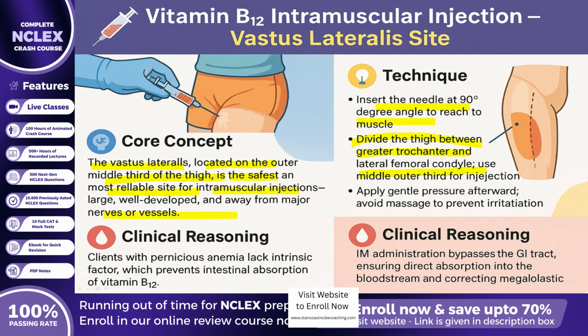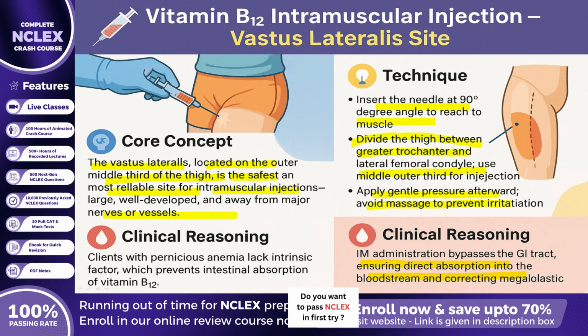Now, diving deeper into the physiological reasoning, clients with pernicious anemia lack intrinsic factor, a glycoprotein produced by the gastric mucosa that is essential for the absorption of vitamin B12 in the intestines. Without this factor, dietary vitamin B12 cannot be absorbed, resulting in megaloblastic anemia and neurological complications. Administering vitamin B12 intramuscularly bypasses the gastrointestinal tract and ensures effective absorption directly into the bloodstream. Following the injection, gentle pressure may be applied, but vigorous massage should be avoided to prevent irritation and bruising.